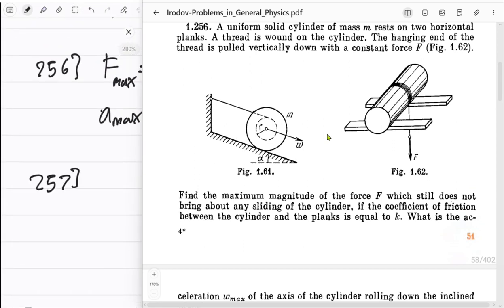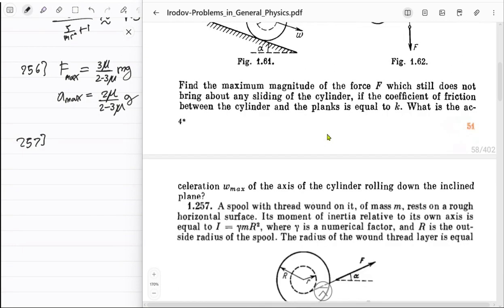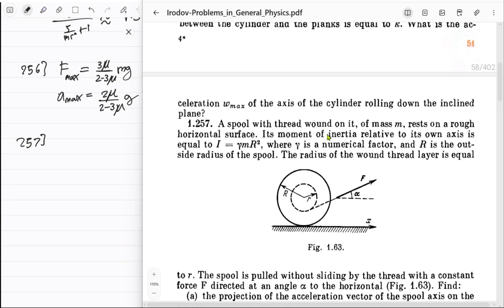1.257. A spool with thread wound on it, of mass m, rests on a rough horizontal surface. Its moment of inertia relative to its own axis is equal to gamma mr squared. Gamma is a numerical factor and R is the outside radius of the spool.